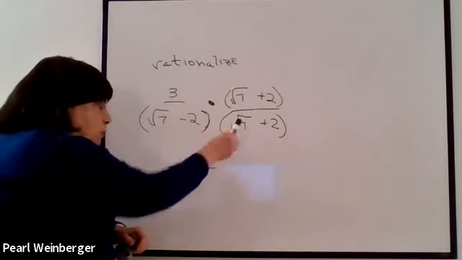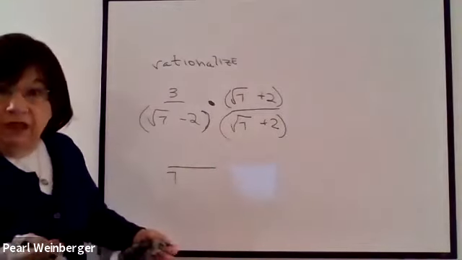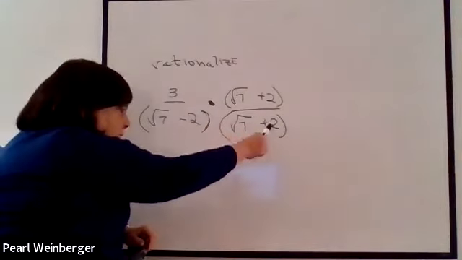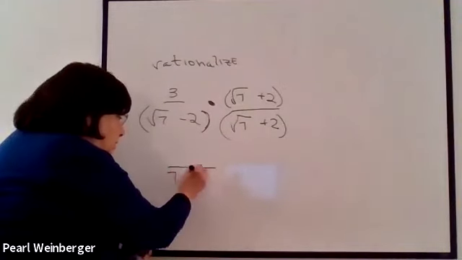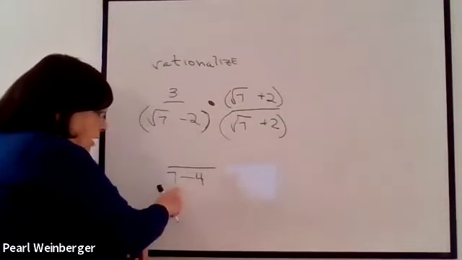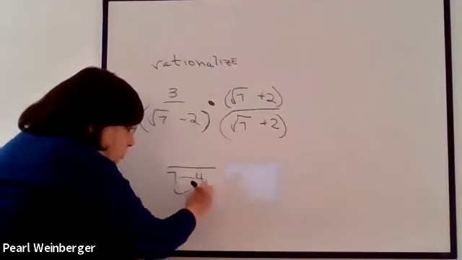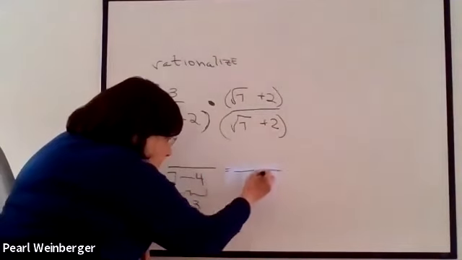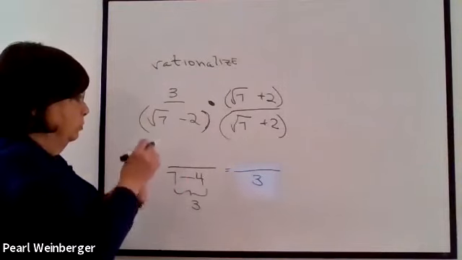Radical 7 times radical 7 will just give me 7. You multiply a radical by itself, it just gives you the number. Negative 2 times positive 2, those aren't a radical, so I actually have to multiply them. That gives me minus 4. So my denominator turns out to be 7 minus 4, which is just plain 3. Let's see what we get in the numerator.